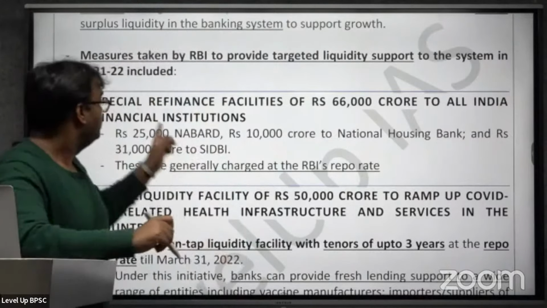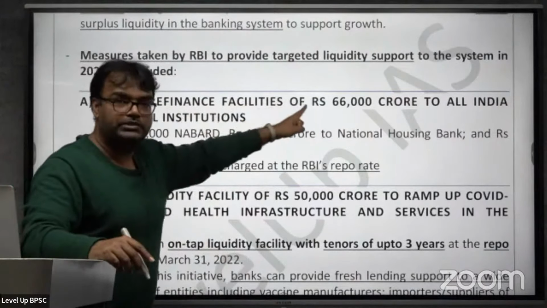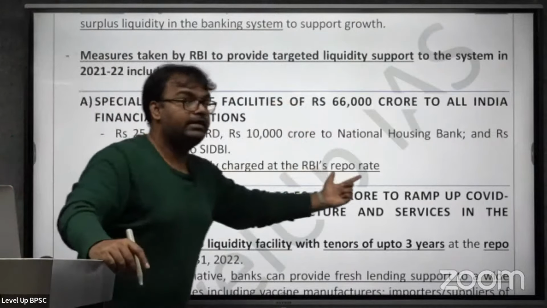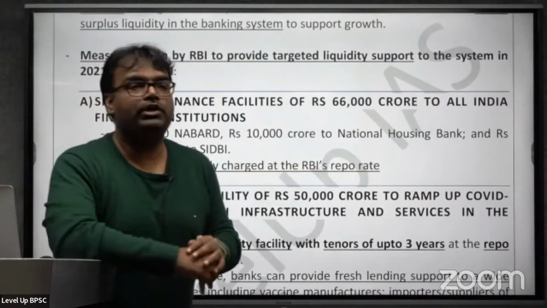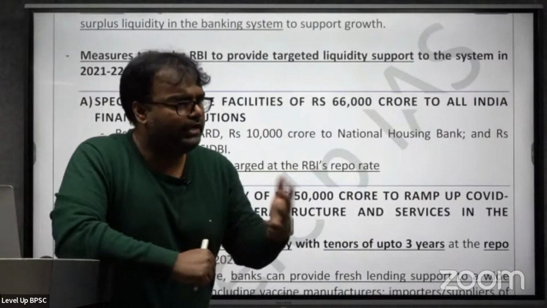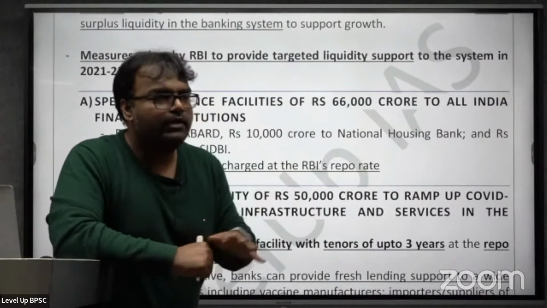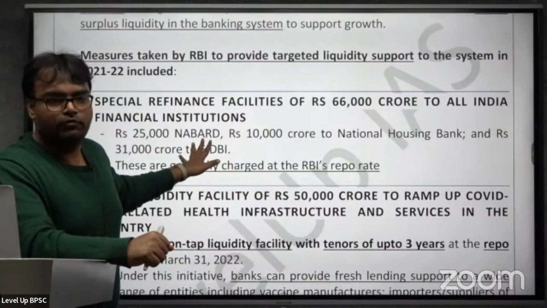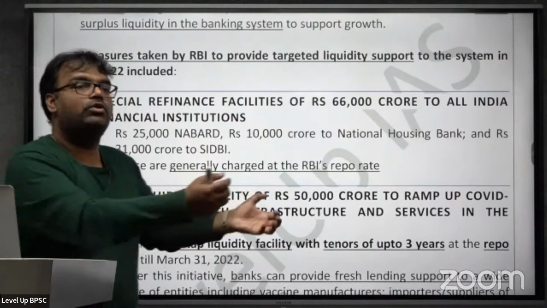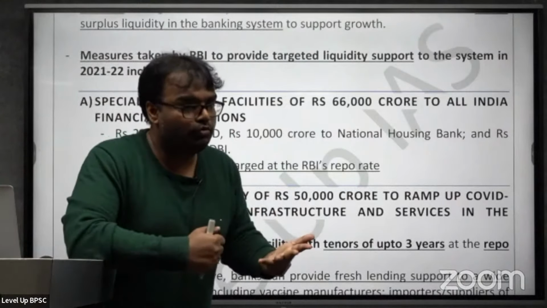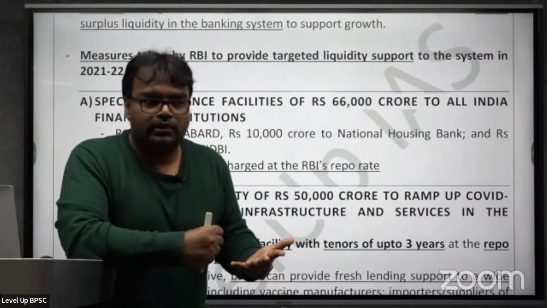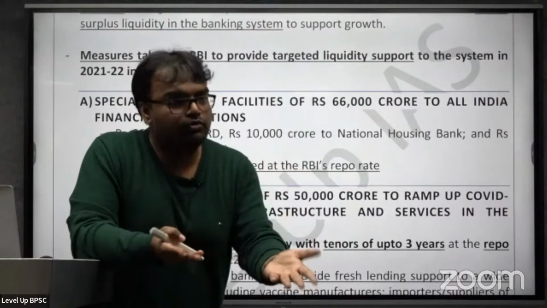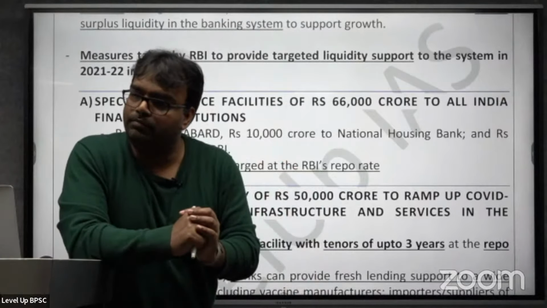So special refinance facilities of rupees 66,000 crore to these all India institutions at repo rate. When you borrow at repo rate, you are borrowing for overnight purposes, but RBI at repo rate would provide this special finance facility to these all India institutions. When these institutions are able to borrow money easily, they would be able to give more money to various stakeholders in the economy.